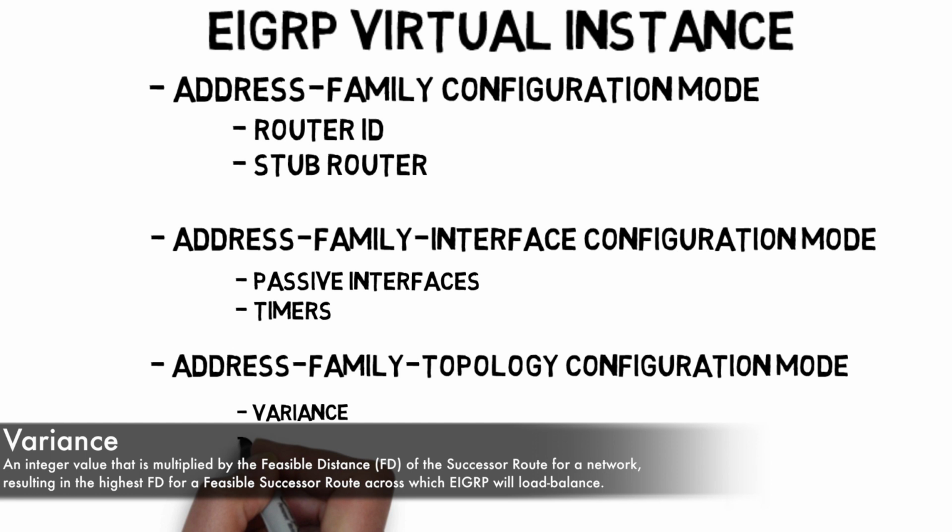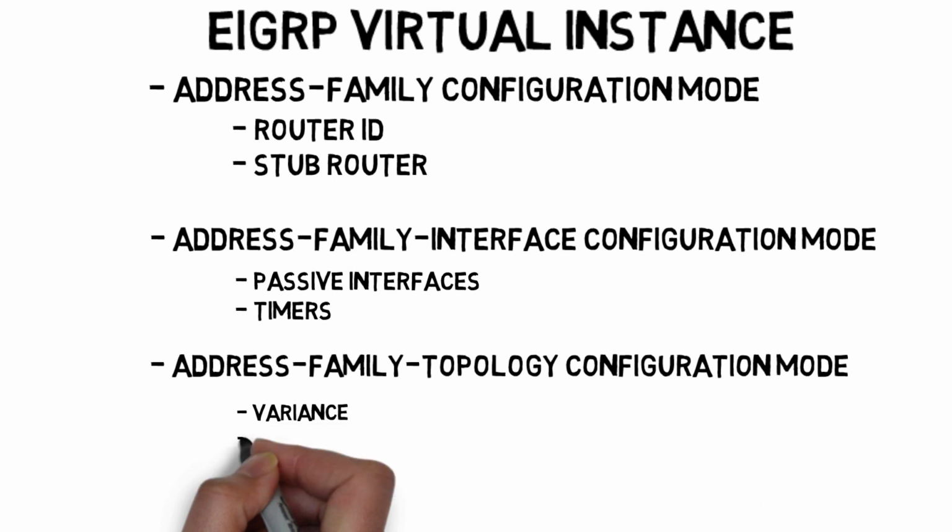Here's the way the calculation's done. We take the variance, which is an integer, and we said it's 2 in this example. I could say 2 times the feasible distance. We said that was 1 million, so 2 times 1 million is 2 million. By doing that, I've now set a range of acceptable values. I'm saying that if the metric is anywhere in the range of 1 million through 2 million, we can load balance across it. And we said that that alternate path had a metric of 1.5 million. Great, now we can use that by setting the variance.